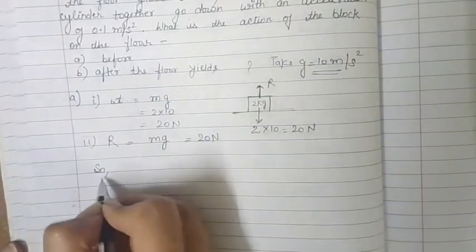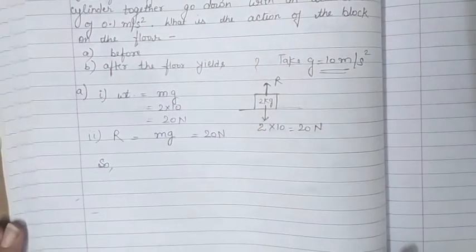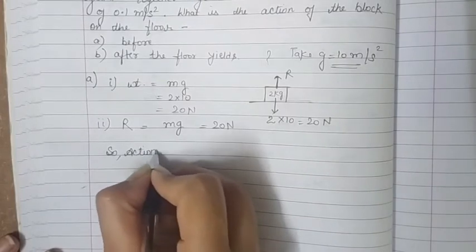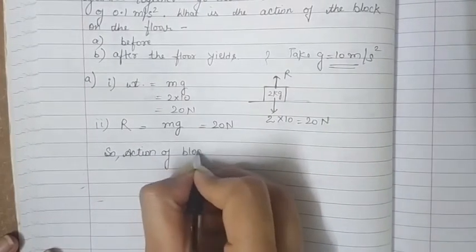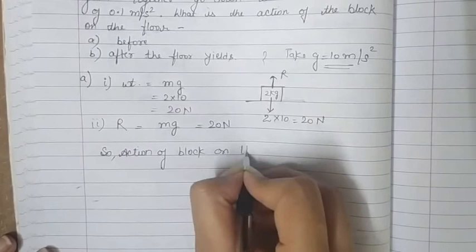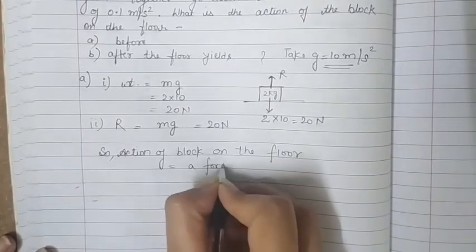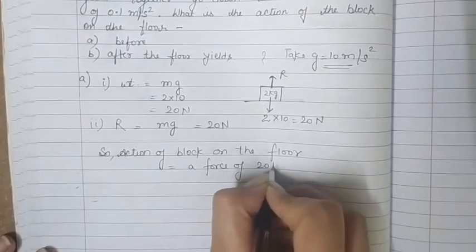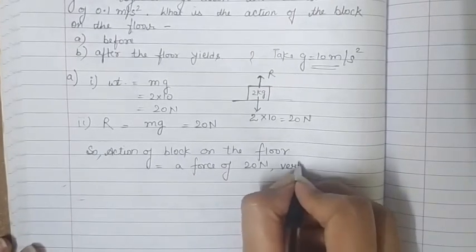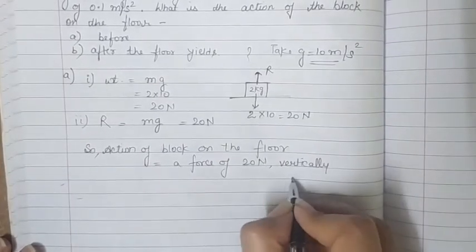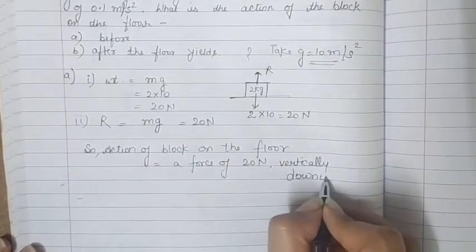So in the before case, when there was no cylinder, the action of block on the floor is equal to a force of 20 Newton vertically downward, because it is in the direction of its weight. So vertically downward, this is the case 1.